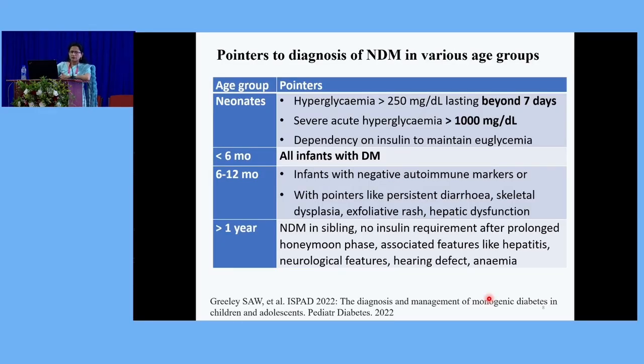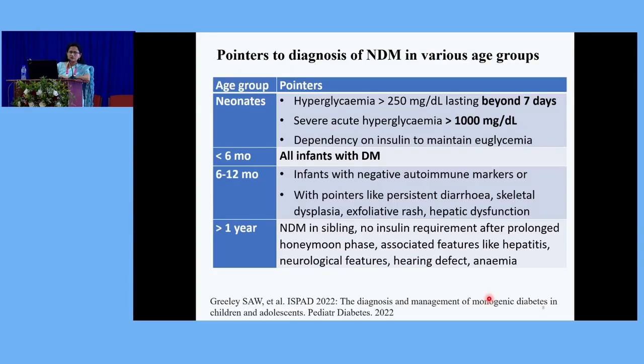So if we look at the pointers in various age groups, so in newborns, you have to think of neonatal diabetes if the hyperglycemia of above 250 milligram per deciliter persists for more than 7 days, or if there is even a single reading which is more than 1000 milligram per deciliter, or there is dependency on insulin to maintain euglycemia. Between 1 month to 6 months, all infants, you have to think of neonatal diabetes only. 6 to 12 months, those with negative autoimmune markers or those with other pointers.